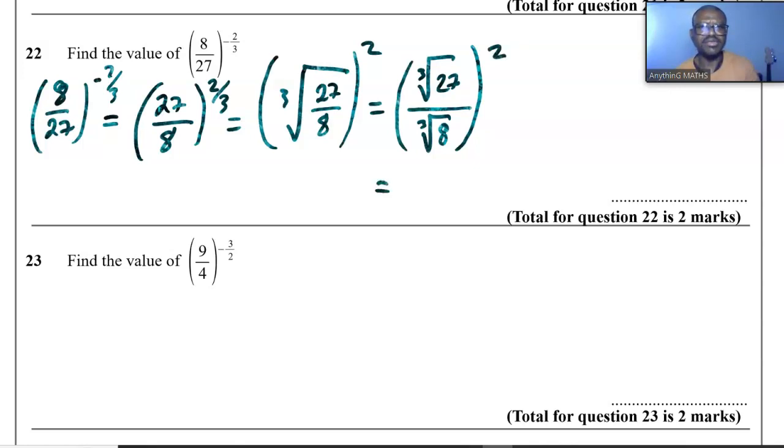In the bracket, the cubic root of 27 is 3, and the cubic root of 8 is 2, and everything will be raised to the power of 2. And this will give us 3 raised to the power of 2 and 2 raised to the power of 2. And finally, we're going to have 9 over 4.